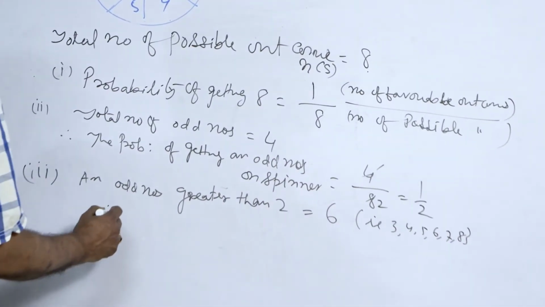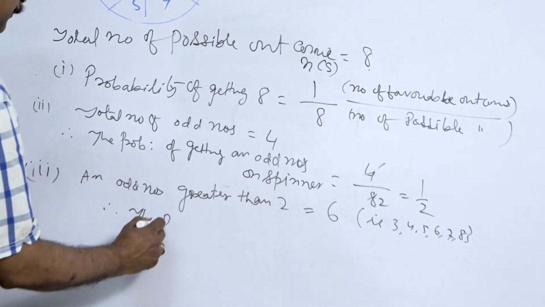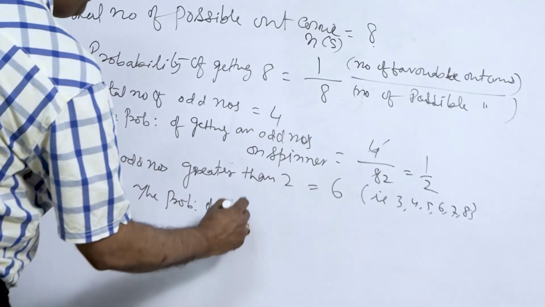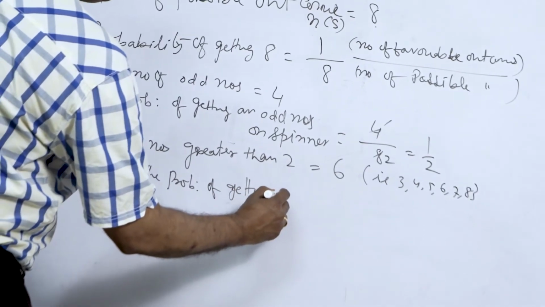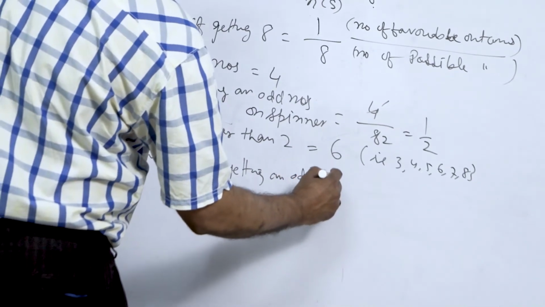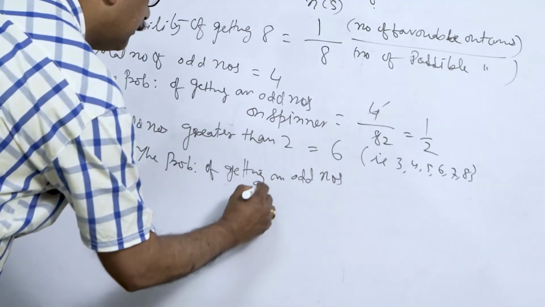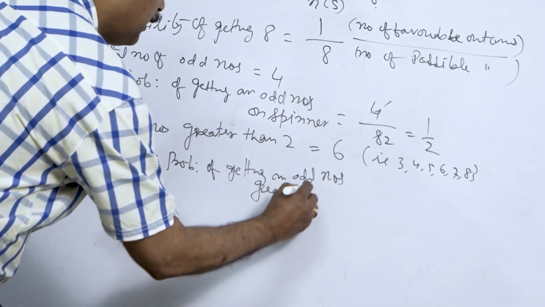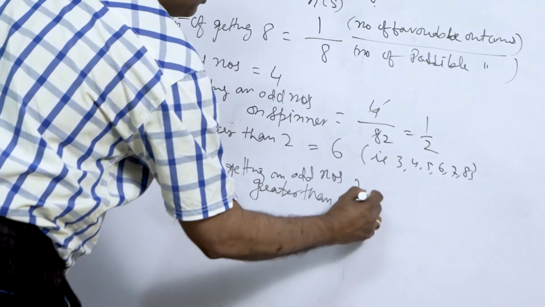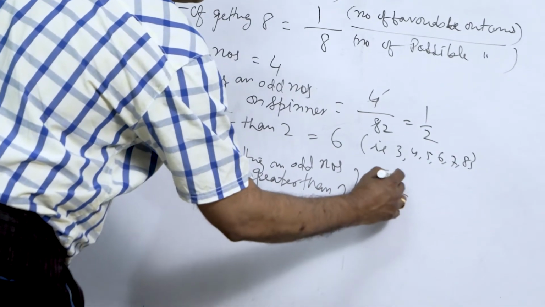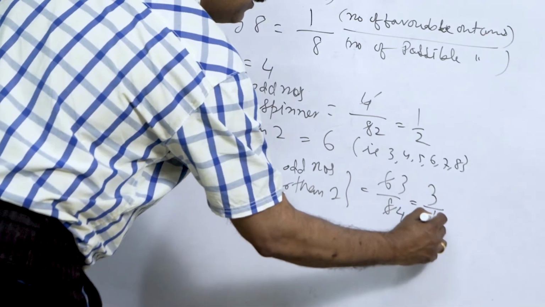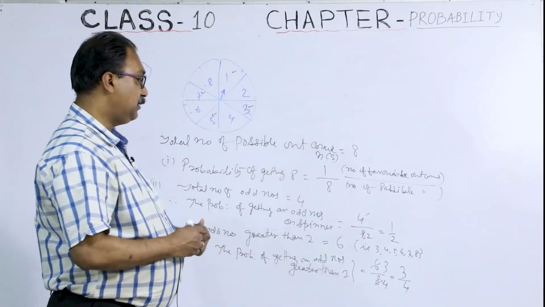So, we can say the probability of getting an odd number greater than 2 is equal to 6 by 8. You can cancel: 2 3s are 6, 2 4s are 8, so it is 3 by 4, which is less than 1. This is the way you can get the answers.